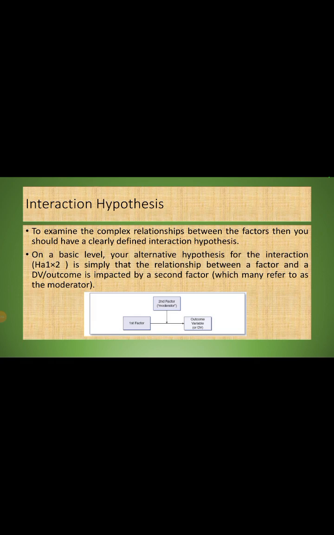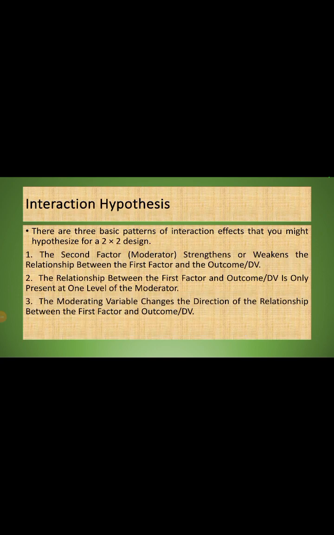On a basic level, your alternative hypothesis for the interaction is simply that the relationship between a factor and a dependent variable's outcome is impacted by a second factor, which is mainly referred to as the moderator. There are three basic patterns of interaction effect that you might hypothesize for a 2x2 design. First, the second factor, the moderator, strengthens or weakens the relationship between the first factor and the outcome.